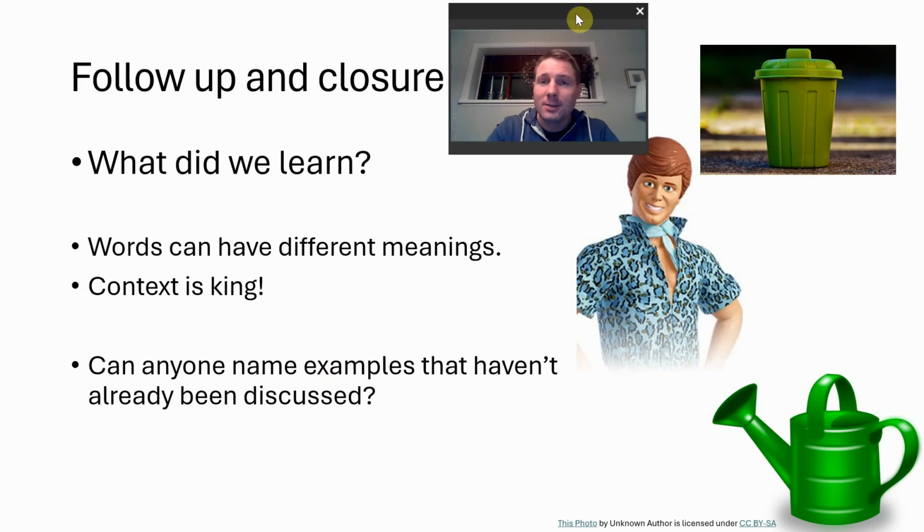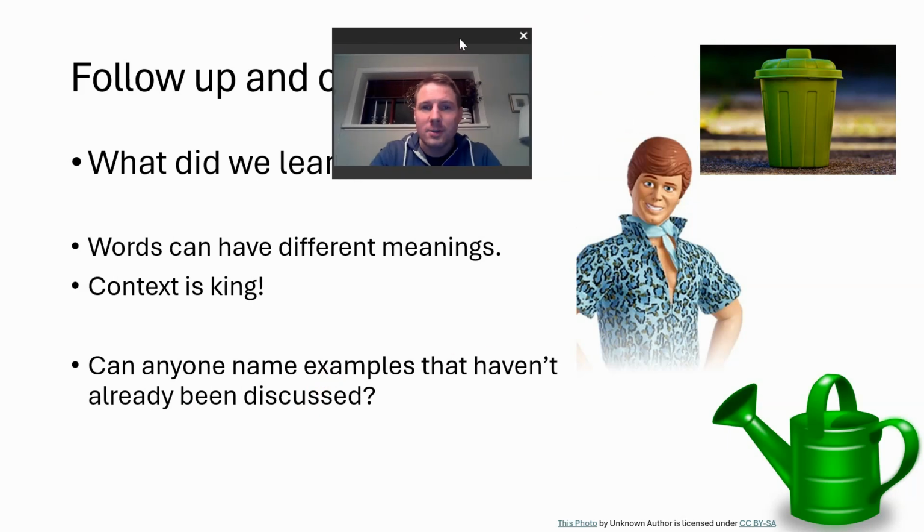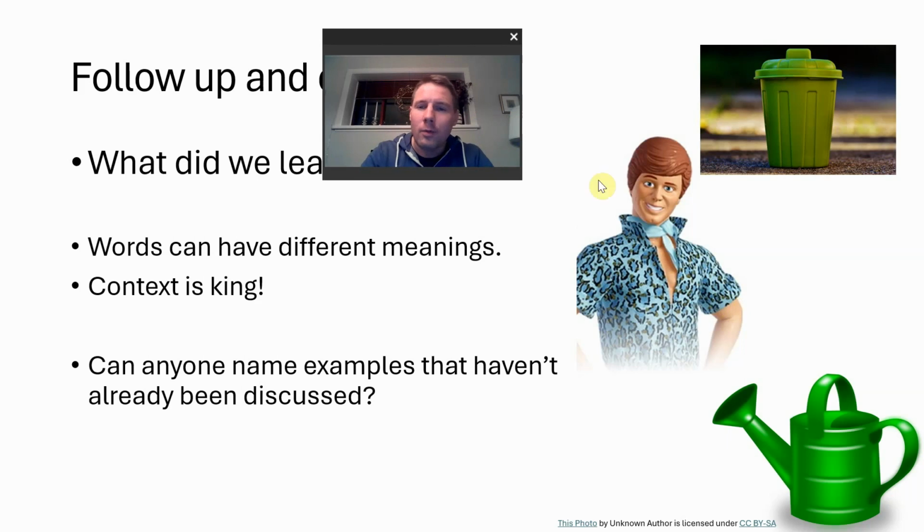And the final extra credit goes to the first one that can tell me the word that combines these three pictures. And that word is, of course, can. This is can from Barbie. This is a watering can. And this is a trash can.